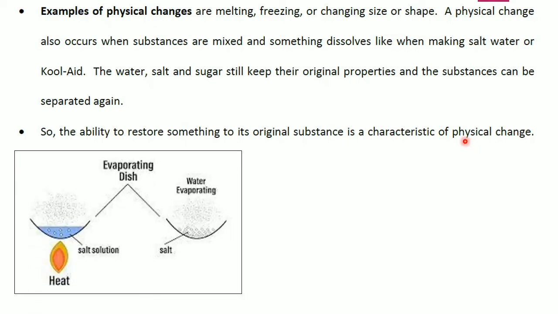For example, here we have the salt solution where I dissolve salt in water, and if we want to restore it to the original substance, we can do evaporating. If we heat the solution, all the water will be evaporated, and there will be solid salt left in the evaporating dish. So we can restore the water and the salt.